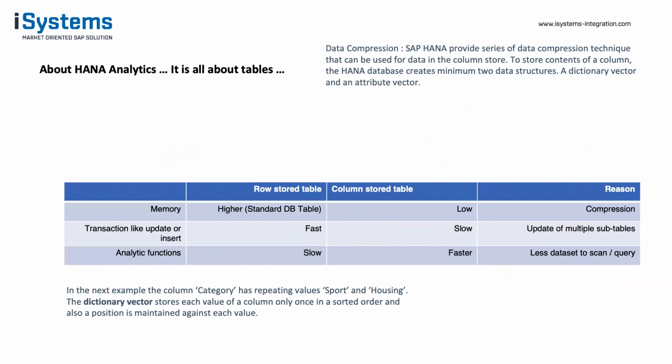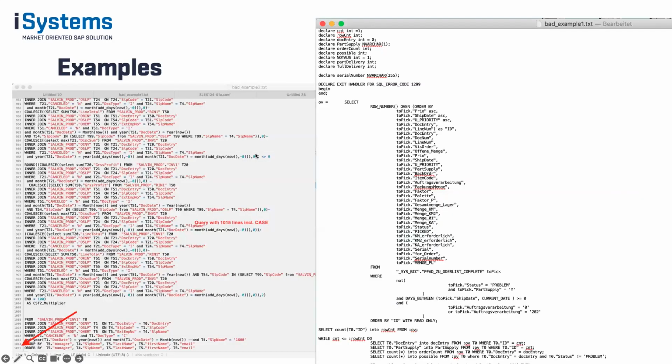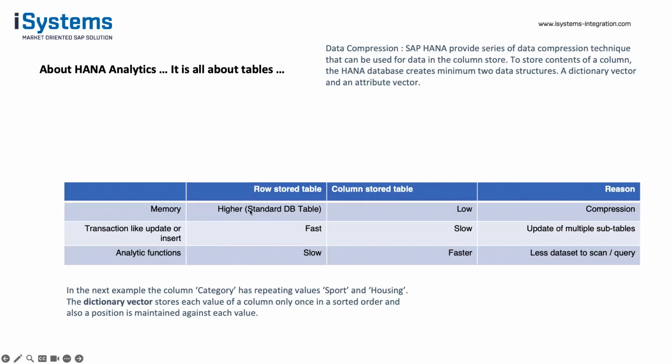But to understand what's going on, we have row stored tables, which are the standard tables coming from SQL, and we have the column stored tables. And if you see what's going on here, from memory, I have a higher memory consumption, but transactions for the row stored table are much faster, like an update, an insert, etc. And the moment I want to run a report, the analytics over those row stored tables, this is way slower, because I have not the possibility to create those cubes.